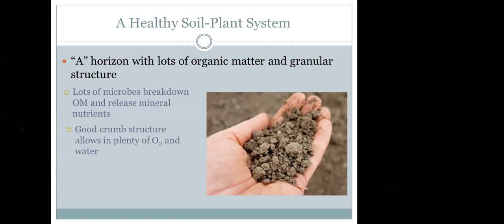That's a good sign. If, on the other hand, the soil looks like sort of a flat sheet and you don't see any visible individual aggregates, that's oftentimes a sign of a soil that's been a little bit compacted, a little bit crusted over.